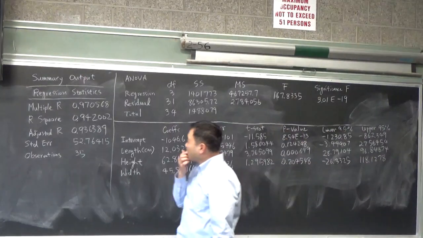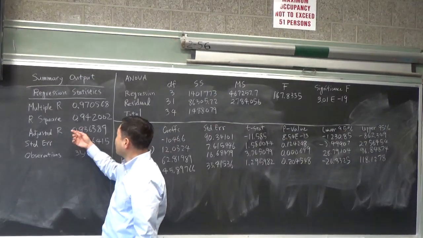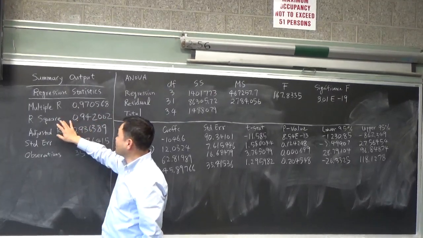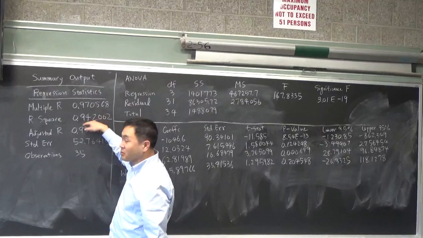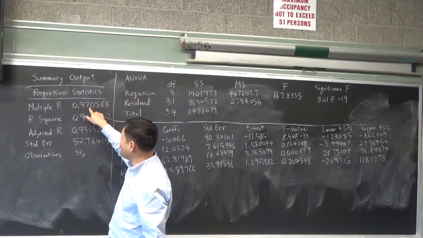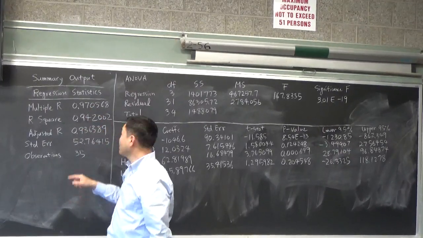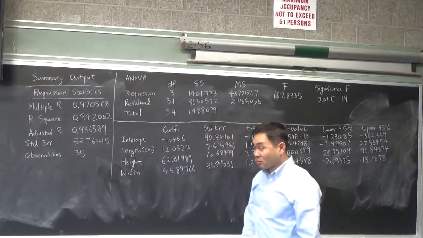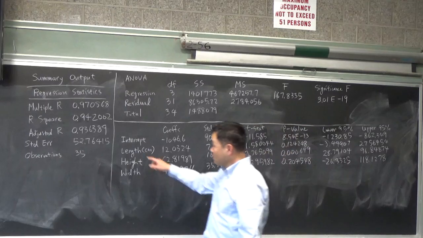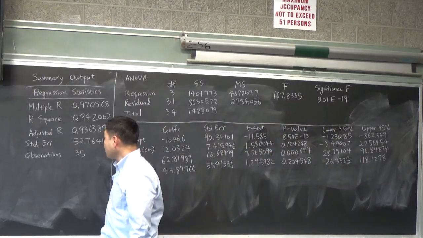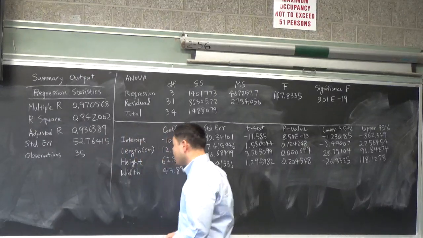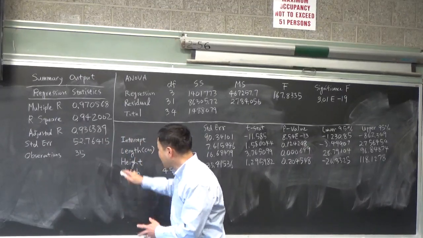So first of all, you could be given multiple R but not R squared, and simply the relation will be just squaring this. If you just punch these numbers in and take the square of that number, you're going to get the next number. Now, I briefly talked about adjusted R, but I didn't give you the formula. So let me provide you the formula.